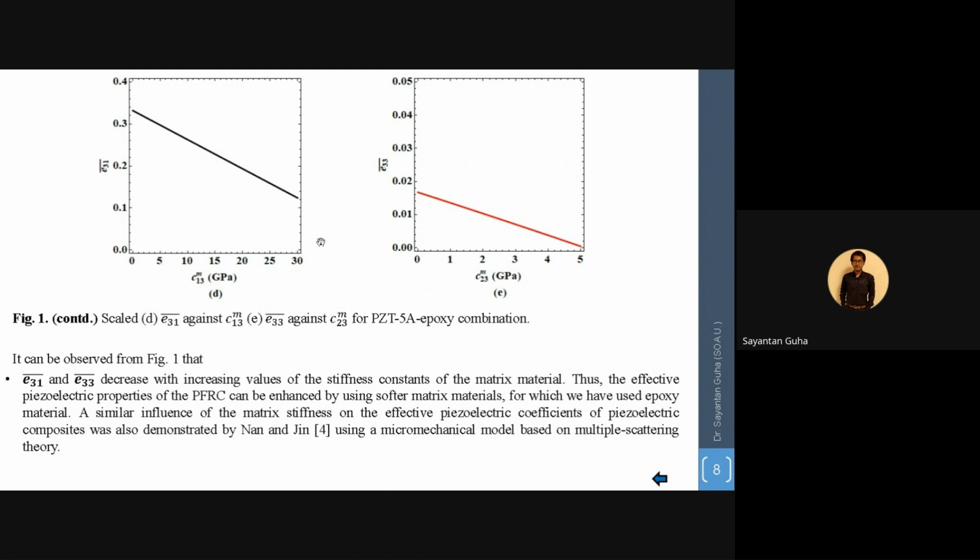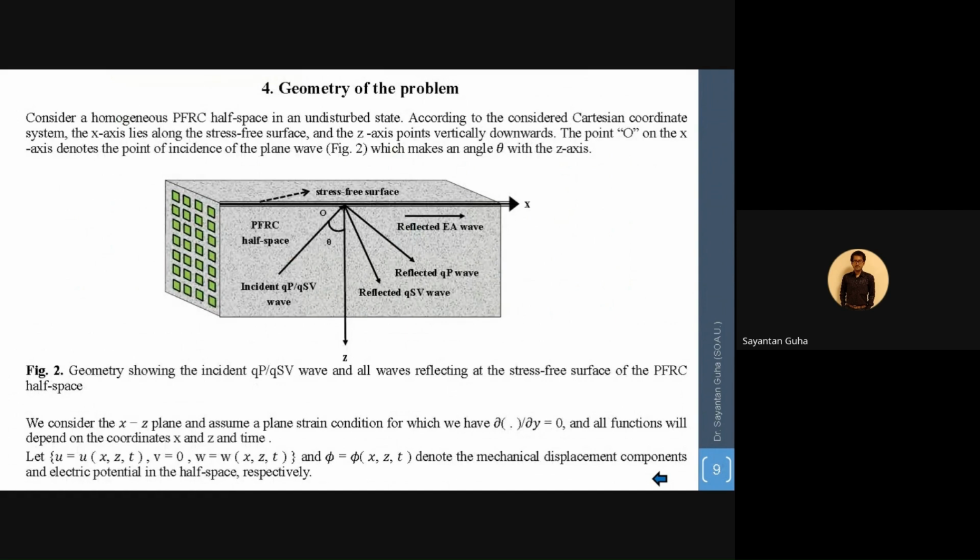That is why we have chosen epoxy material as the matrix, because we can see later on from the data that the magnitudes of stiffness constants of the matrix are much lesser compared to PZT5A. So this part concludes the advantages of PFRC. Now let us move on to the second part of the problem, analysis of wave reflection phenomena.